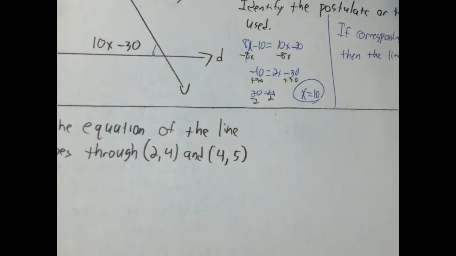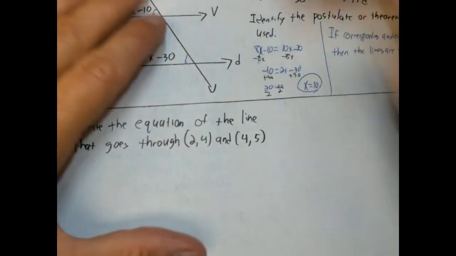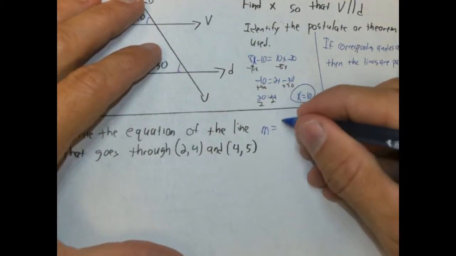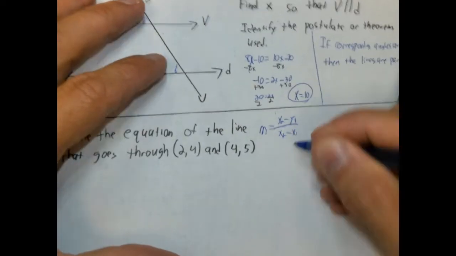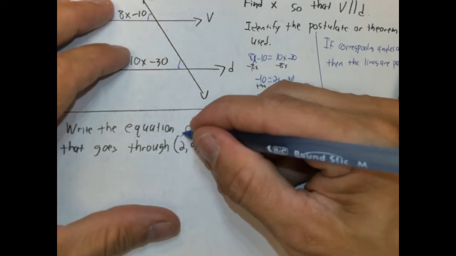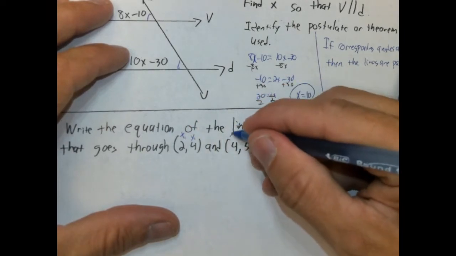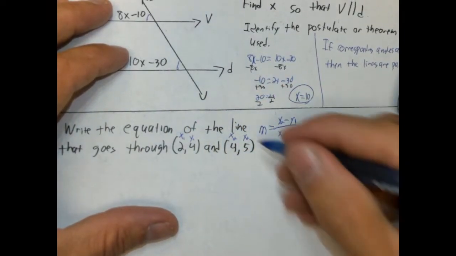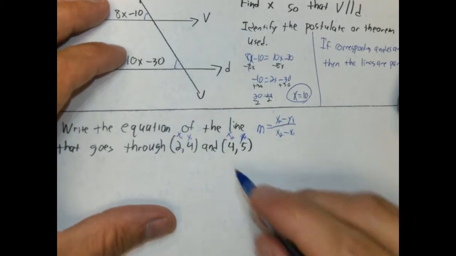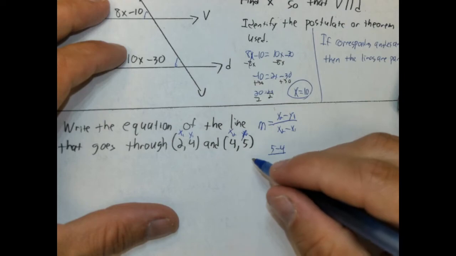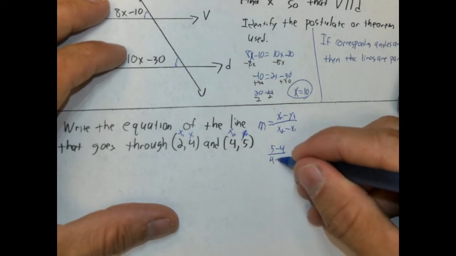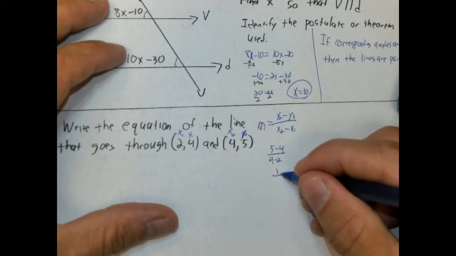Write the equation of the line that goes through (2, 4) and (4, 5). Okay, so we're going to find our rate of change first. So y2 minus y1 over x2 minus x1. Let's label these points, x1, y1, and x2, y2. Let's plug these in. So 5 minus 4 over 4 minus 2. And it's going to be 1/2.